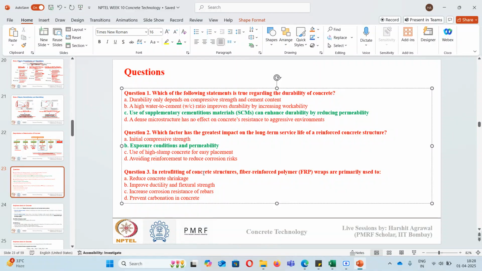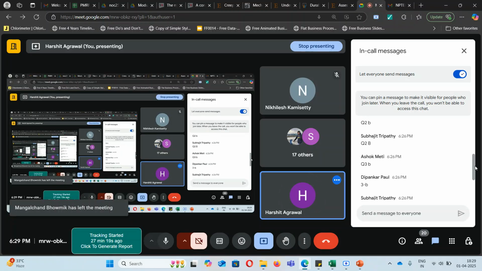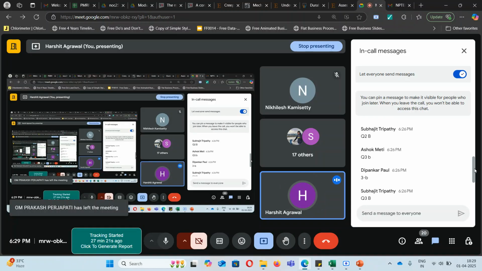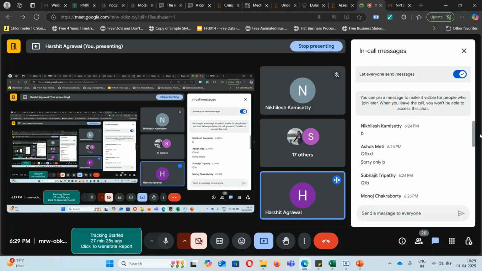Question number three: in retrofitting of concrete structures, FRP wraps are primarily used to. So, why do we do FRP wrapping on concrete during retrofitting? Can anyone guess the answer? So, for the third, I have received multiple answers. Mostly people are saying B. Any other opinion?